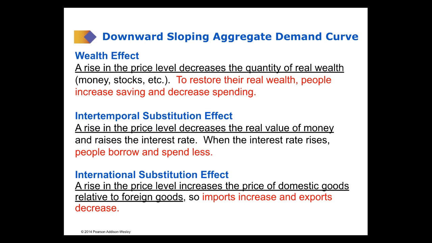So all these effects, the wealth effect and the substitution effects, result in a downward sloping aggregate demand curve. The higher the price level, the less is the aggregate demand. The lower the price level, the more is the aggregate demand.